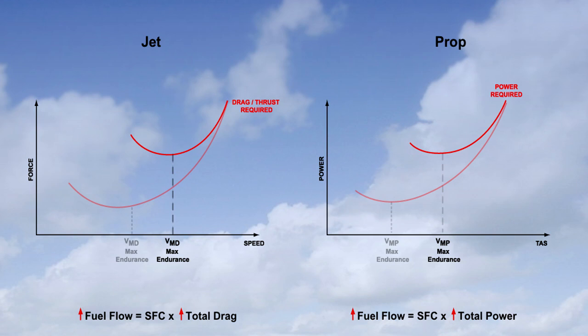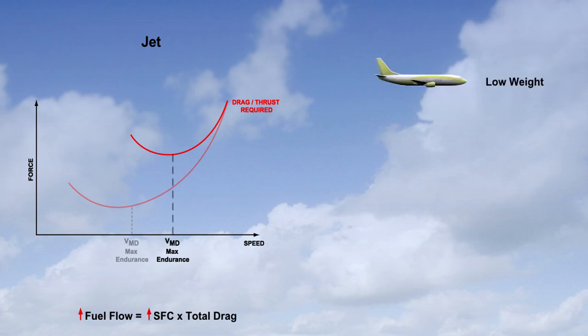For a propeller aeroplane, the situation is similar. At higher weights, more power is required, therefore, fuel flow increases and endurance decreases, but also the speed for best endurance, VMP, is higher. There is one other effect that is seldom mentioned. At higher weights, operating altitudes are lower, which for a jet aeroplane means that the specific fuel consumption increases, because at lower altitudes the jet engine is less efficient.